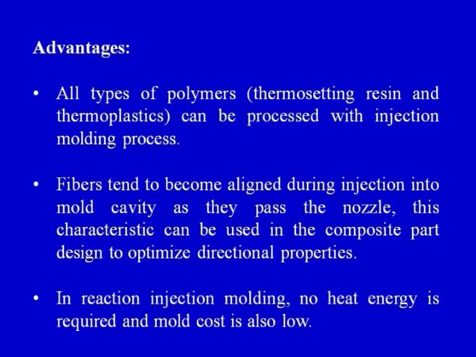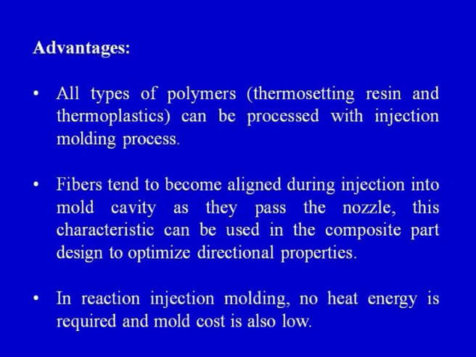So there is a tendency of the fibers to align in a particular direction, and this process characteristic is particularly relevant to designers when they design products made by the injection molding process, because if all the fibers are in one direction, the properties would be different in that direction as compared to the direction transverse to the fibers. So we can have aligned reinforcement in the injection molding process, which further dictates the mechanical properties of the processed part. In reaction injection molding, no heat energy is required and mold cost is also low.